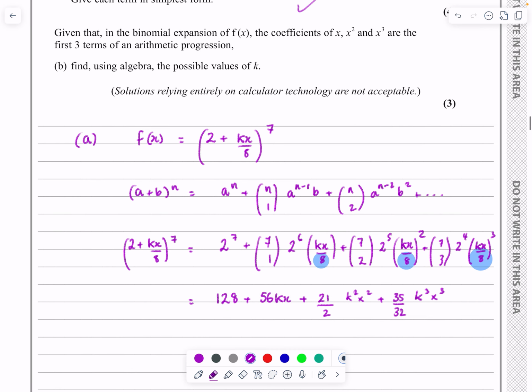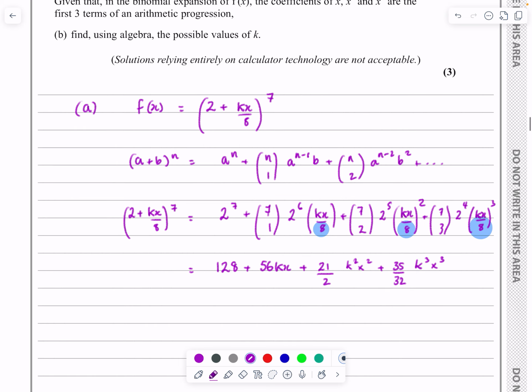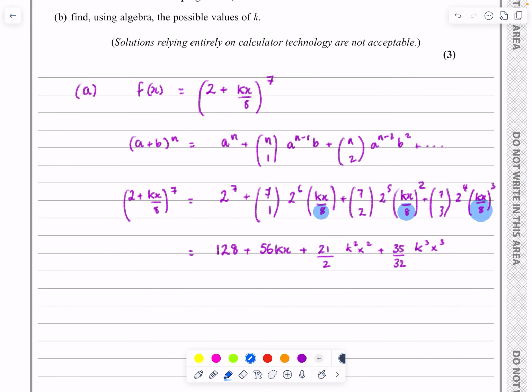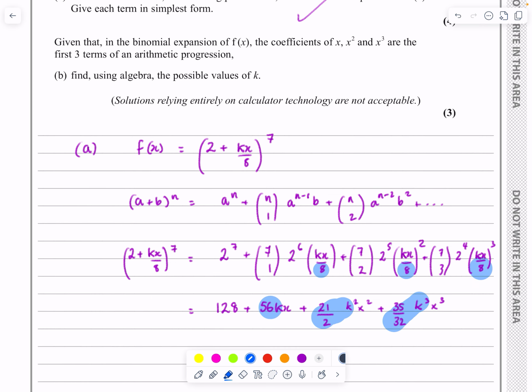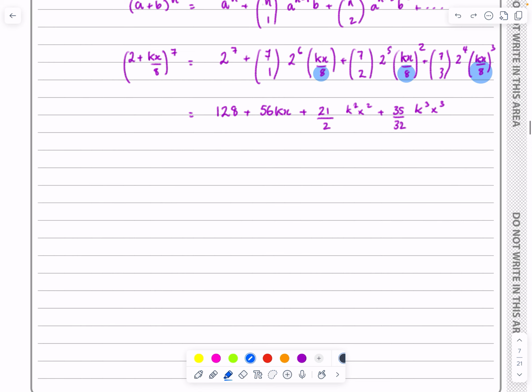So part B says, given that in this binomial expansion, the coefficients of x, x squared, and x cubed, so that's that value there, that value there, and that value there, those 3 numbers, it says, are the first 3 terms of an arithmetic progression. Okay, well if that's true, let's talk to the examiner while we're doing this then.